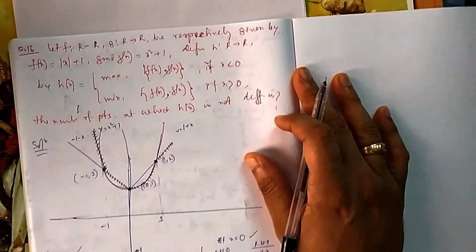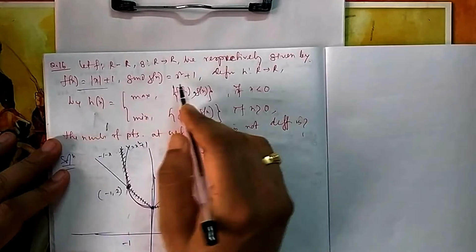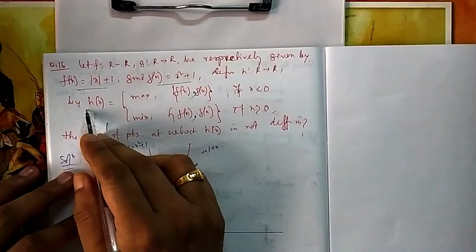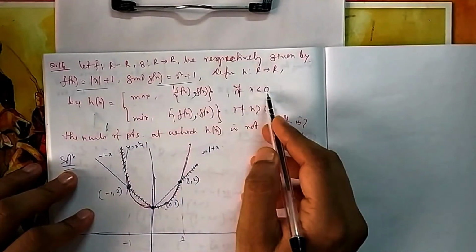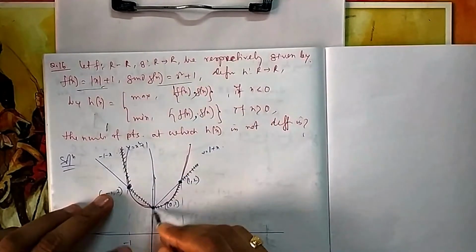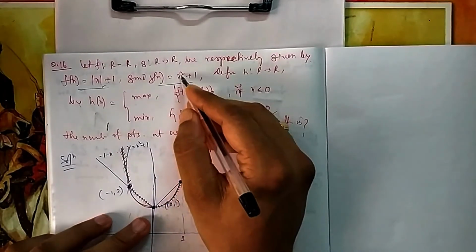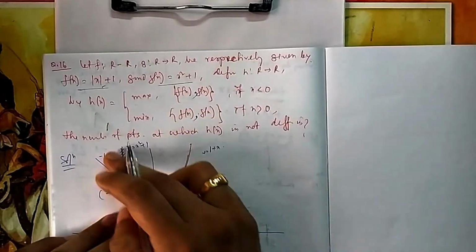Now if you come to question 16, let f and g be functions, fx is this one, gx is this one, defined by this function. Hx is the max of these if x is less than 0, and the min of these if x is greater than 0. So again you have to draw both these functions. What is mod x plus 1? We have explained it is mod x, then plus 1, that's why it is up. What is x square plus 1? Parabola, it is up by 1, so this is this one.